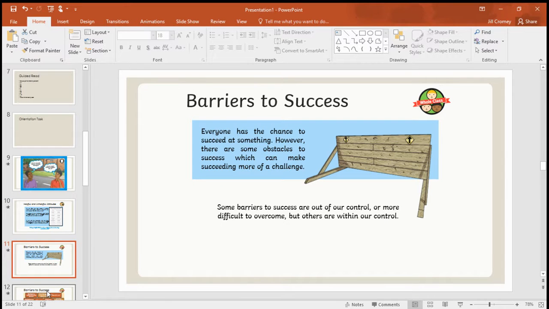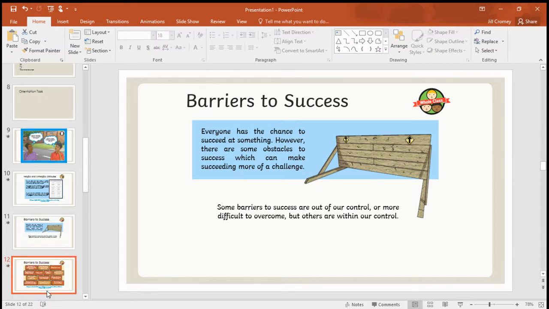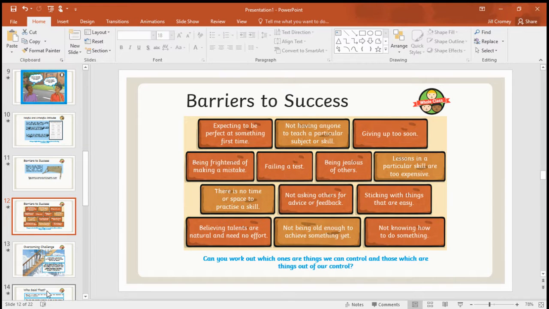So thinking about barriers to success. Everyone has a chance to succeed at something. However, there are often obstacles to success which can make succeeding even more challenging. Some of those things are out of our control and can be really difficult to overcome, but some of those things are within our control. So let's have a look at some of these.